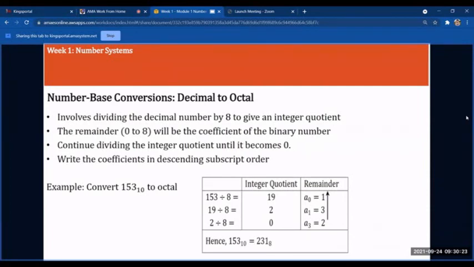Then 2 divided by 8 is 0. So dahil nag-0 na siya, magsa-stop na tayo doon. So what we have here is 2. So ngayon po, ang gagawin natin is babasahin lang natin siya papataas. So descending subscript order. Therefore, 153 base 10 is equal to 231 base 8. So that is your octal conversion po ng ating decimal value.